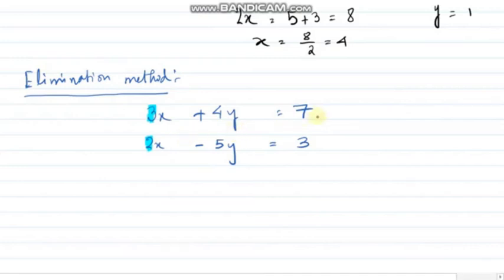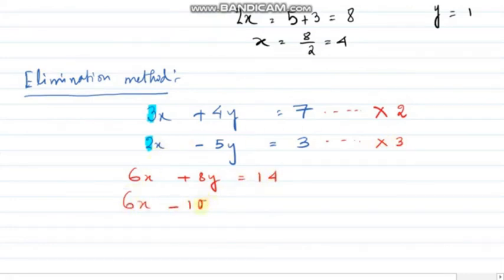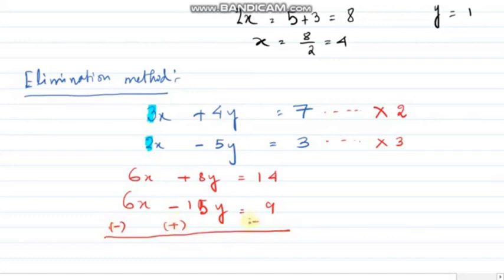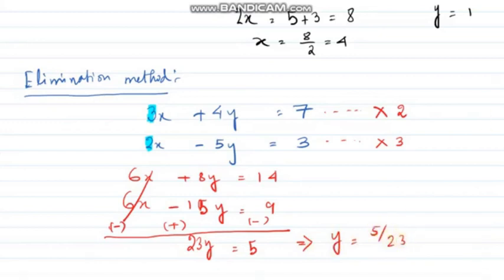To equate the coefficients of x, I will multiply the first equation by 2 and the second equation by 3. So the first equation will be 6x + 8y = 14 and the second equation will be 6x - 15y = 9, right? Now if I subtract these two, the sign will change, so 6x will cancel out. So it will be 23y = 5. Hence y = 5/23.